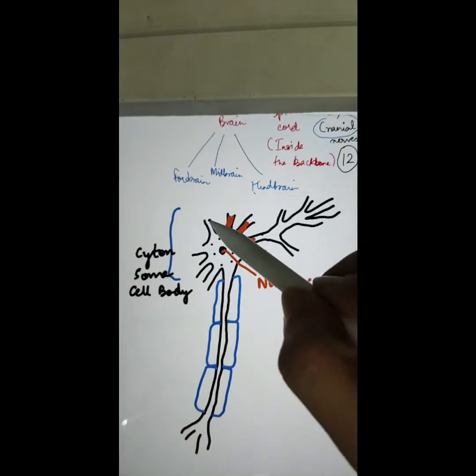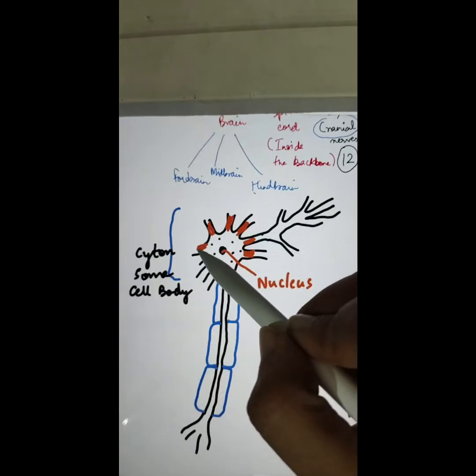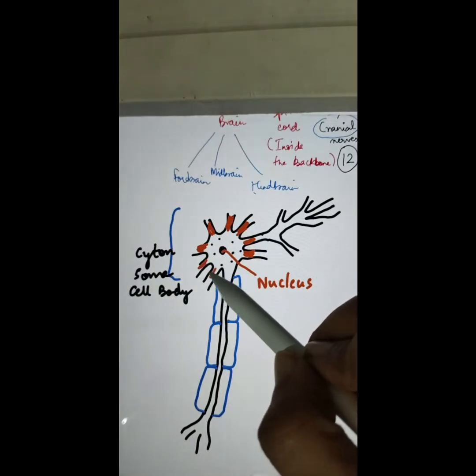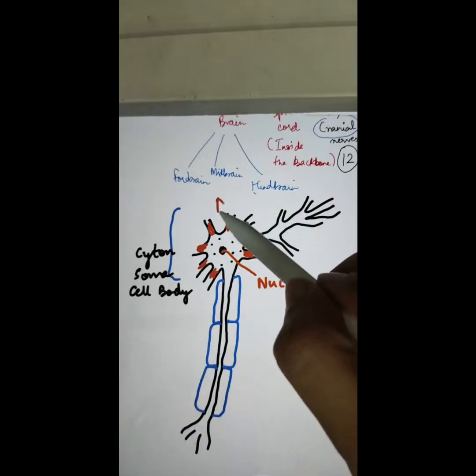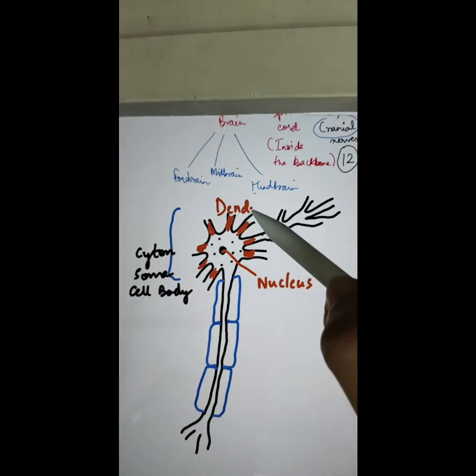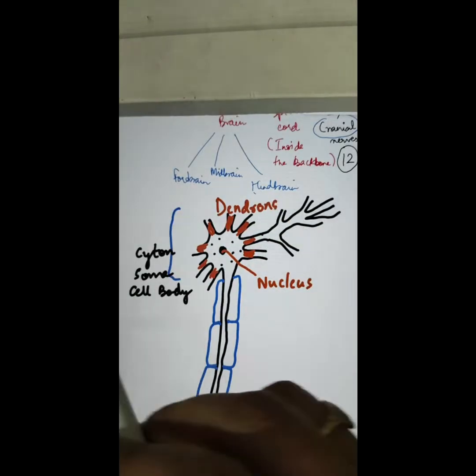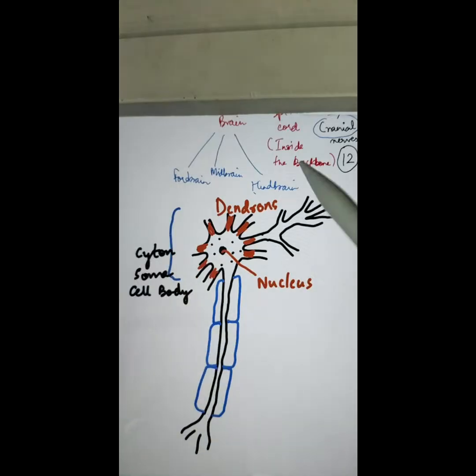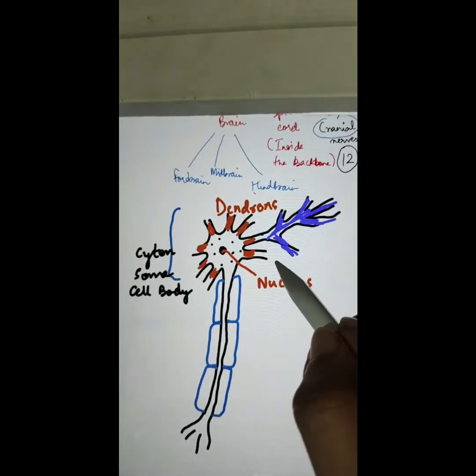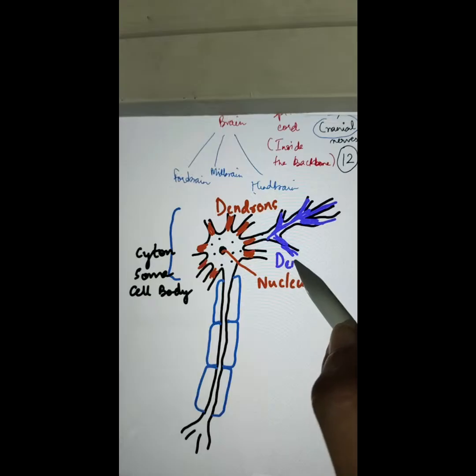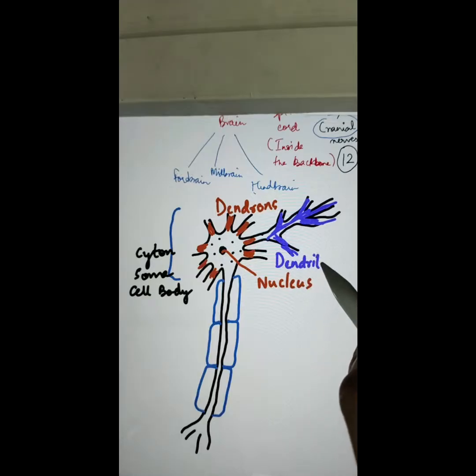These are the places where the cyton is forming a small branch, and these are known as dendrons. Dendrons, okay? And here, this part where it has been shown to you that the dendron is branching. So I have just made one branch to save time. Similarly, you can also do it in the exam. So these are known as dendrites.